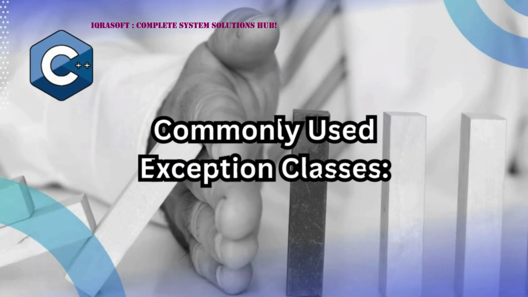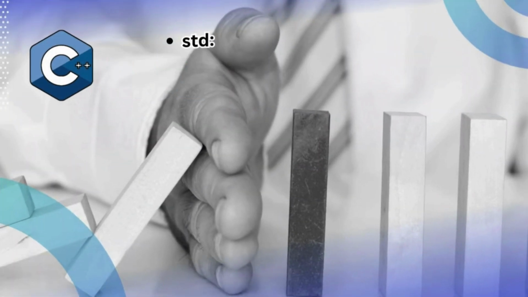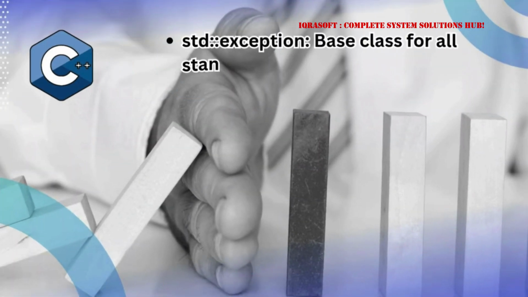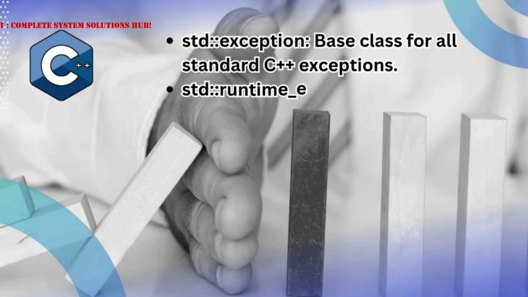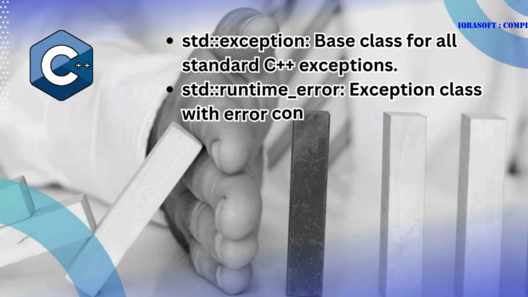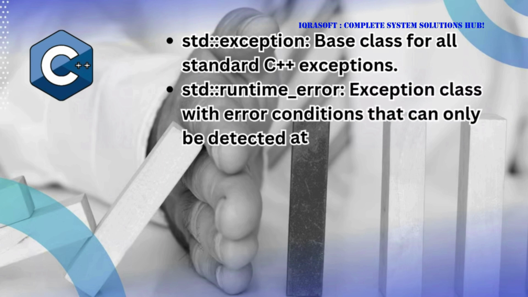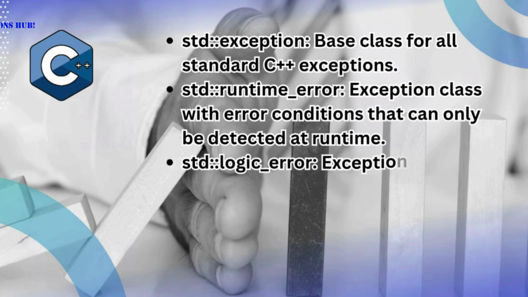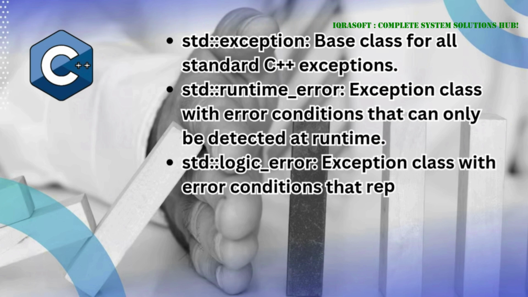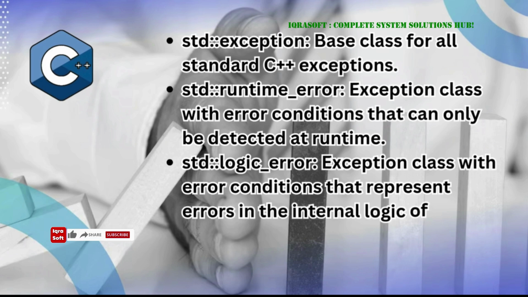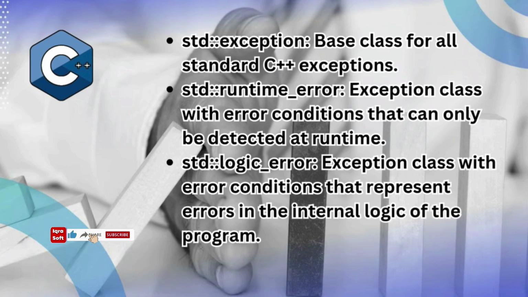Commonly used exception classes. std::exception: base class for all standard C++ exceptions. std::runtime_error: exception class for error conditions that can only be detected at runtime. std::logic_error: exception class for error conditions that represent errors in the internal logic of the program.